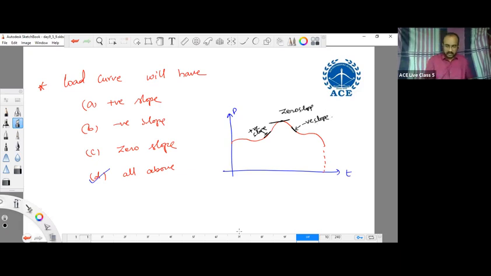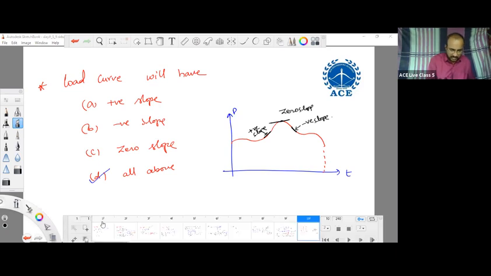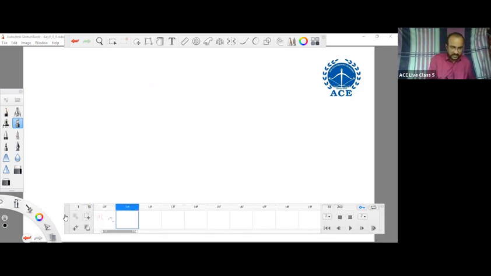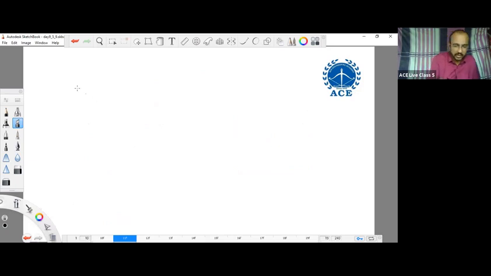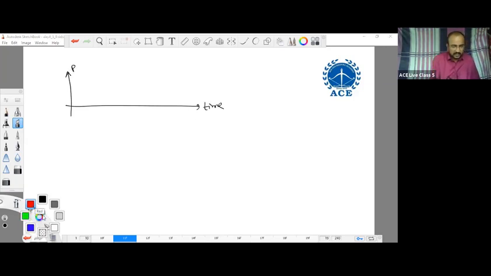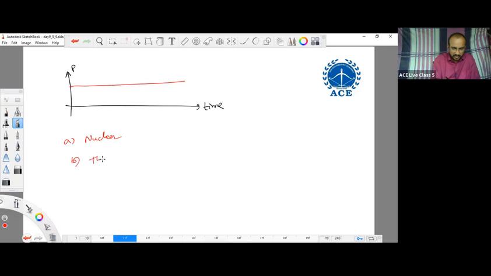Okay, understood my point? And there was once a question asked: which plant will have a zero slope load curve? Generally, he has given the characteristic of the load curve, the variation of power with respect to time, and asked which plant may have this type of characteristic. So the options were A nuclear, B thermal, C tidal plant, and D gas plant.